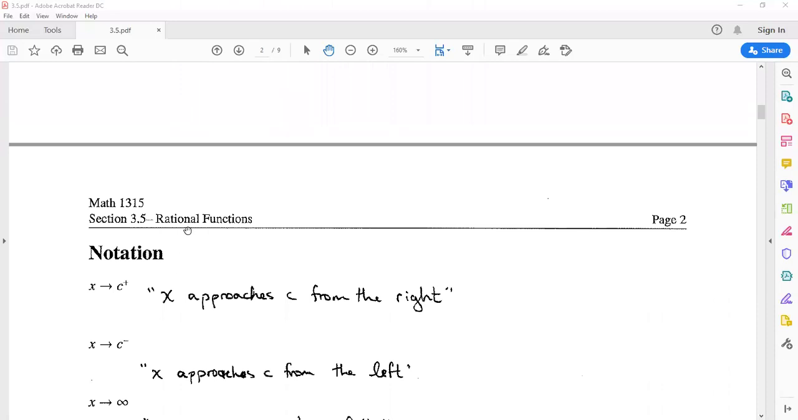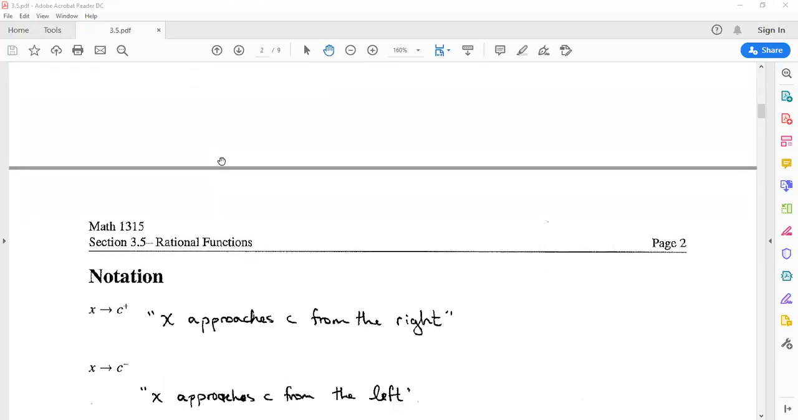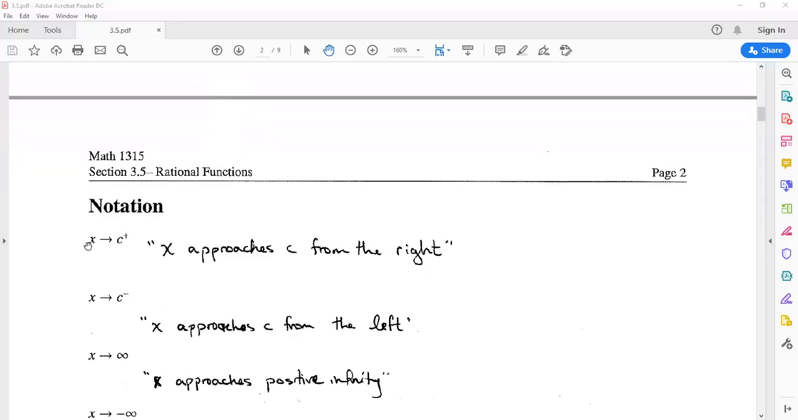Okay, and now they're going to give us a little bit of notation, because we're going to start talking about some asymptotes, and we need some notation to discuss asymptotes. So this first bit of notation has x with an arrow to a letter c, which stands for a number, with a little plus sign above it. You can read this as x approaches c from the right. That's what the plus sign means, from the right. Similarly, x approaches c from the left is denoted the same way, but with a little minus sign above the c to denote from the left.